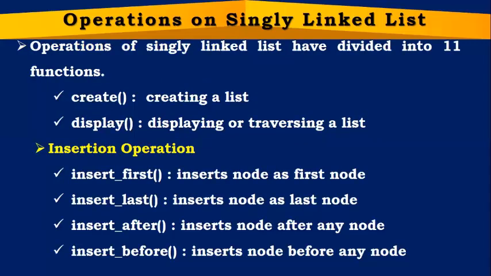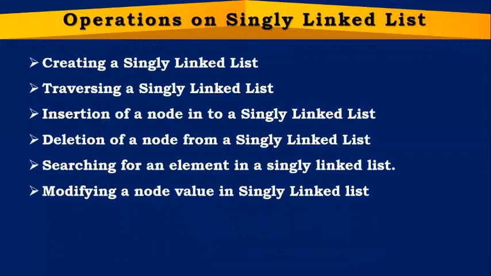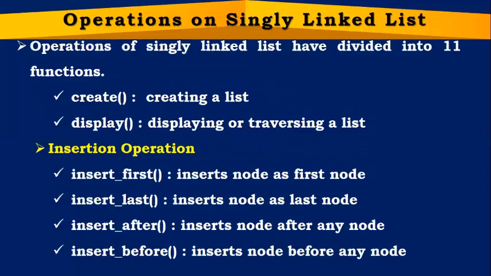Now it is the responsibility of the programmer to implement all these 6 operations in your single linked list program. So in order to simplify it for you, I divided the 6 operations into 11 functions. Now what we'll be doing is we'll be seeing the program flow of single linked list first, and after that I will be explaining the code of each and every function.